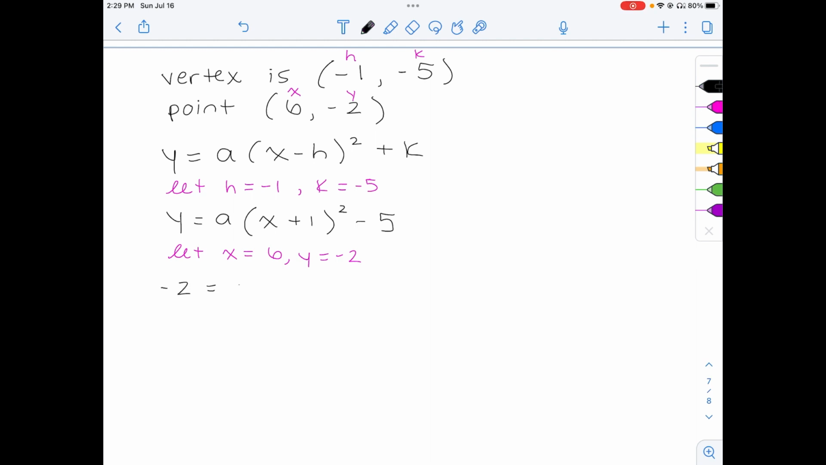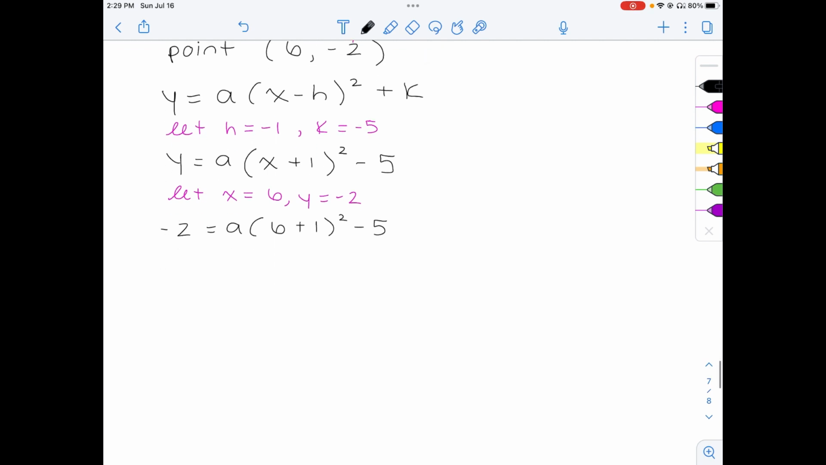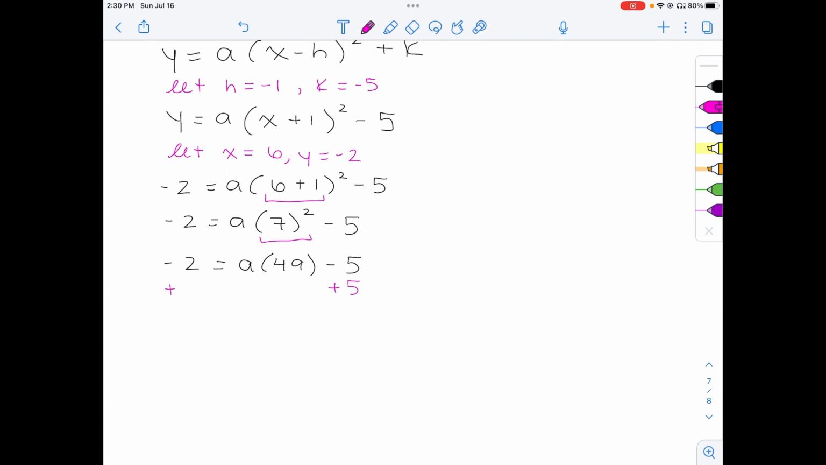So I'll have -2 is equal to a(6 plus 1) squared minus 5. My numbers here are going to be a bit messy, but that's fine. So then here, I'm going to do inside the brackets first. So -2 is equal to a times 7 squared minus 5. Then I'm going to do this 7 squared: -2 is equal to, so 7 squared is 49, minus 5. I'm going to get rid of this 5 by adding it to both sides. Negative 2 plus 5 is 3 is equal to, and then we can just write this as 49a.